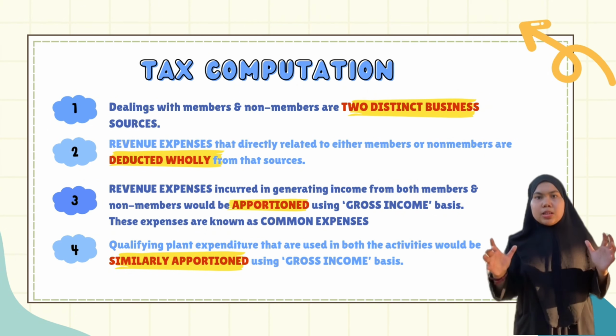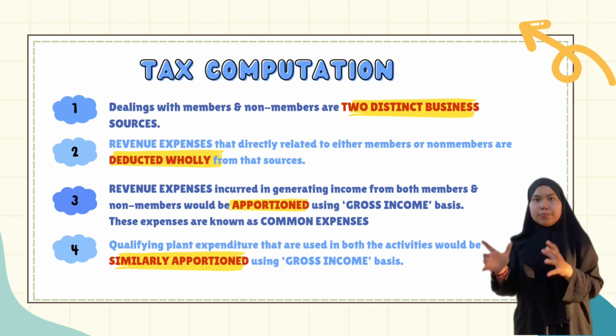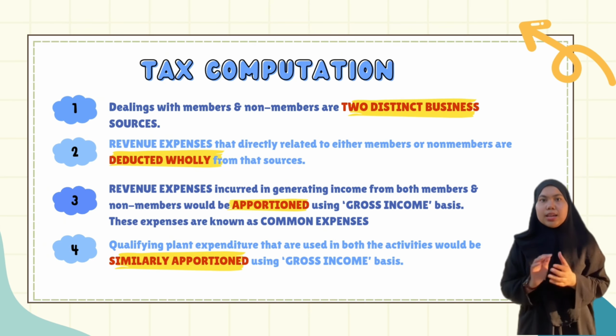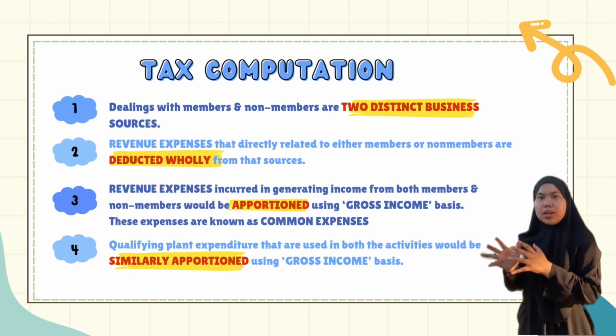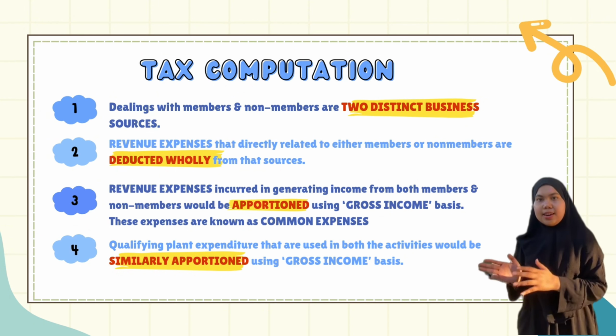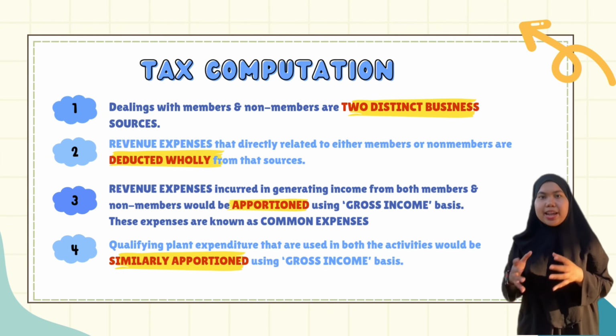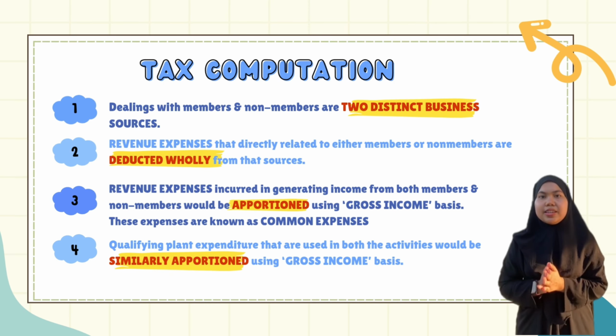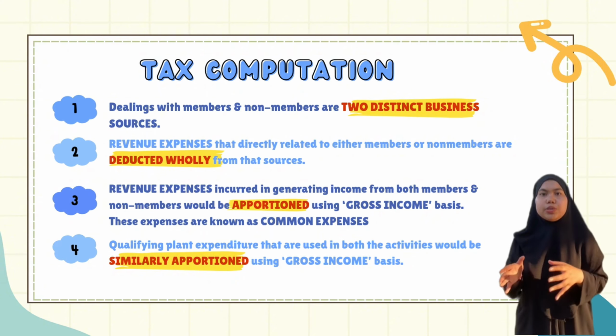They must be apportioned based on gross income. The same principle applies to qualifying plant expenditure if these assets are used in both member and non-member activities. The expenses will also be similarly apportioned using the gross income.